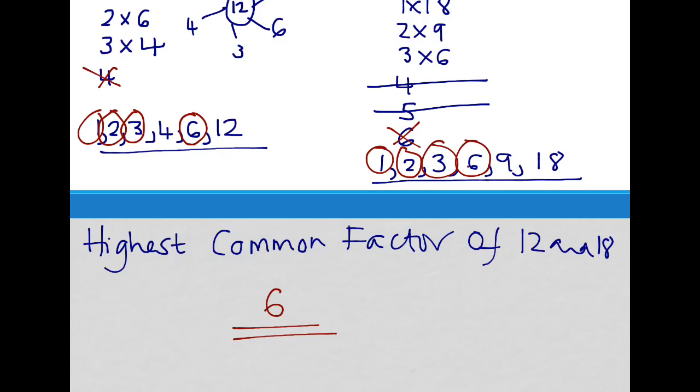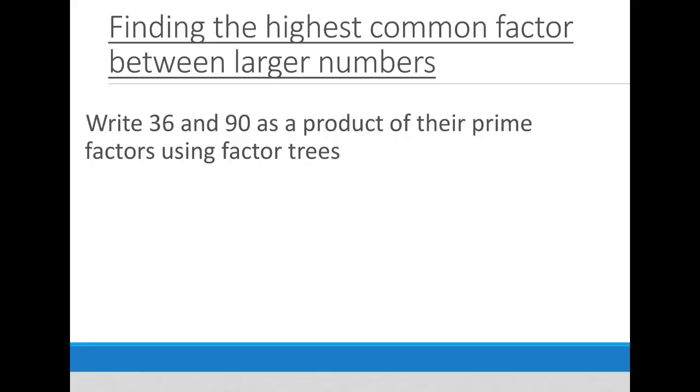18 divided by 6 is 3. So that definitely does work. 6 is definitely a factor of 12 and 18. And by looking at our list, we can see it is the highest.